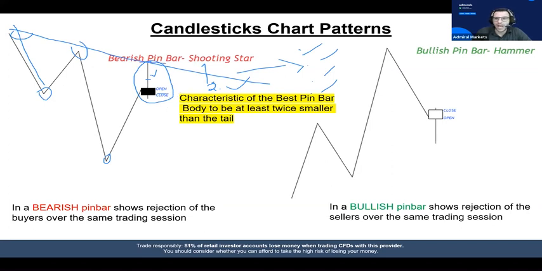Our stop above the high of the pin bar, we can target the lower part of the trend. Same here. If the checklist agrees with that and the pin bar is well defined in terms of a good characteristic pin bar, then we place our entry here, we can place our stop here, and we can take our profit somewhere around the top.